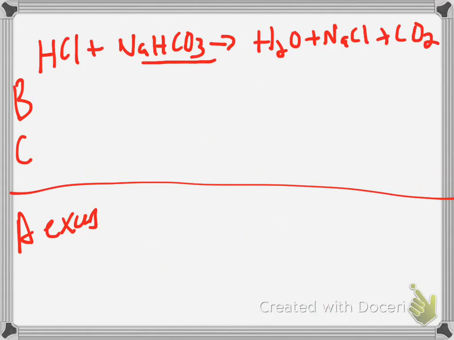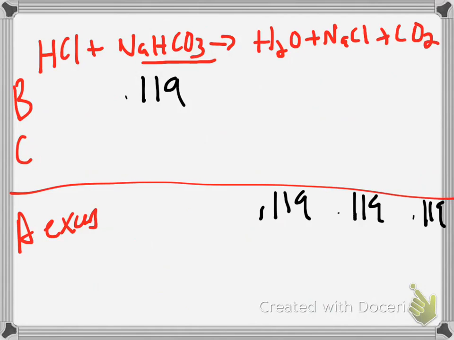I'm going to put that into my chart. 0.119, and luckily this whole equation is a 1 to 1 to 1 to 1 to 1 ratio. So all the values are going to be 0.119, 0.119, 0.119. Okay, and we're looking at CO2. That's the value that we're concerned most about.